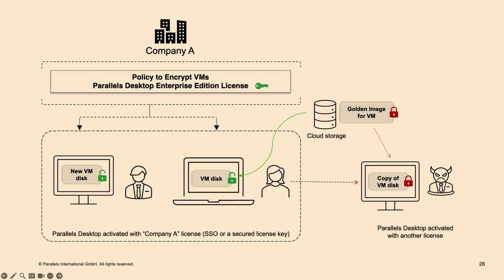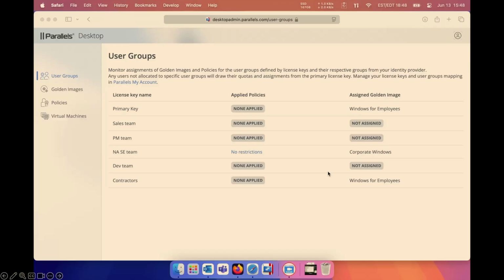So when creating a virtual machine, enforce encryption onto that, upload it to a file share, and push to your users. Since you already control Parallels Desktop activations and know all the users who use Parallels Desktop within your organization, you have full control of who gets to work with your virtual machines. Let's see how it looks in the UI.